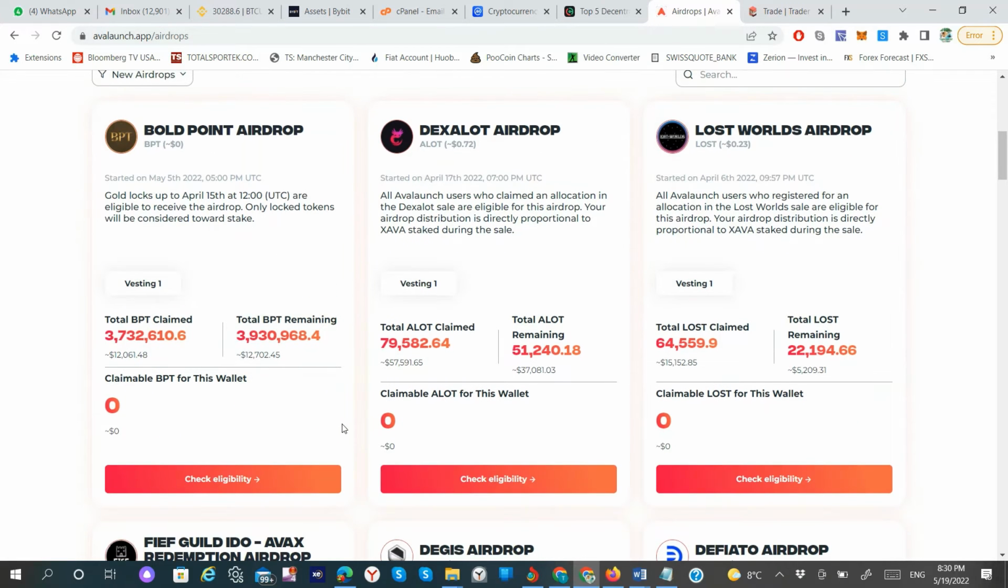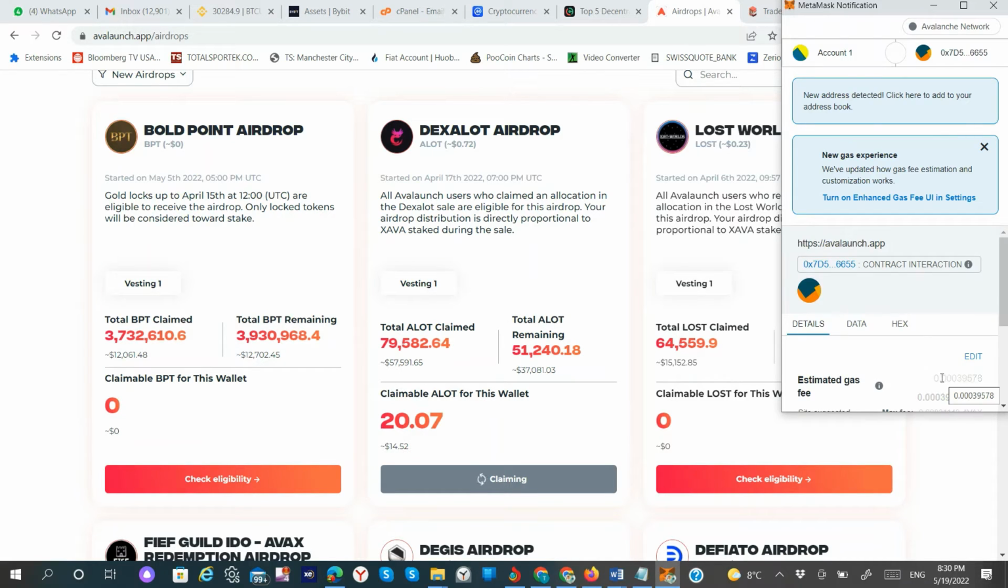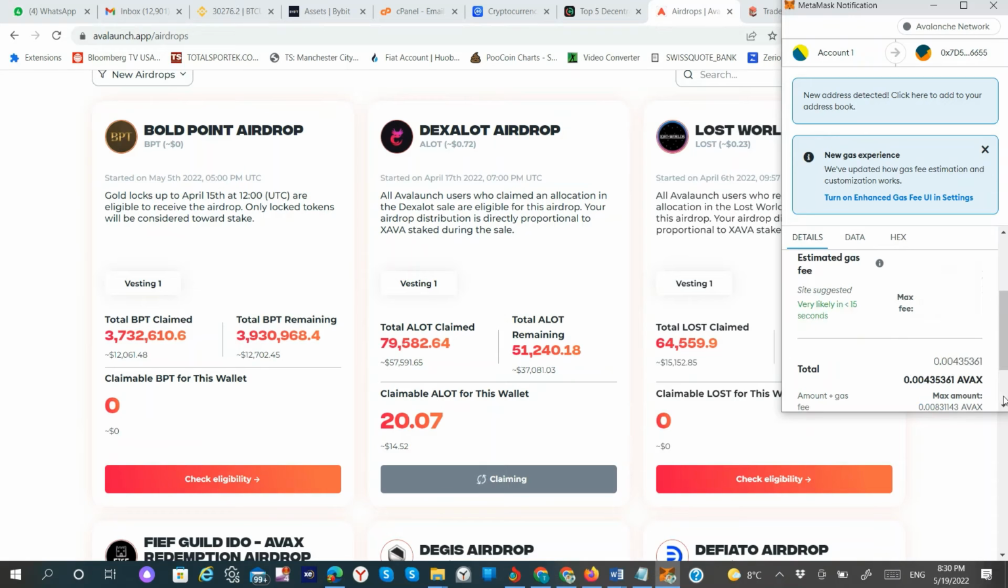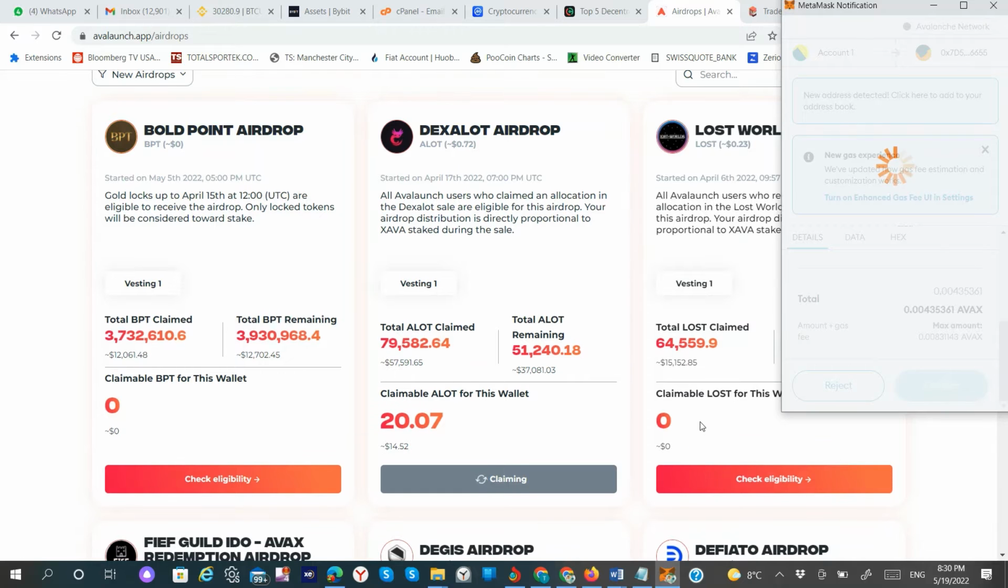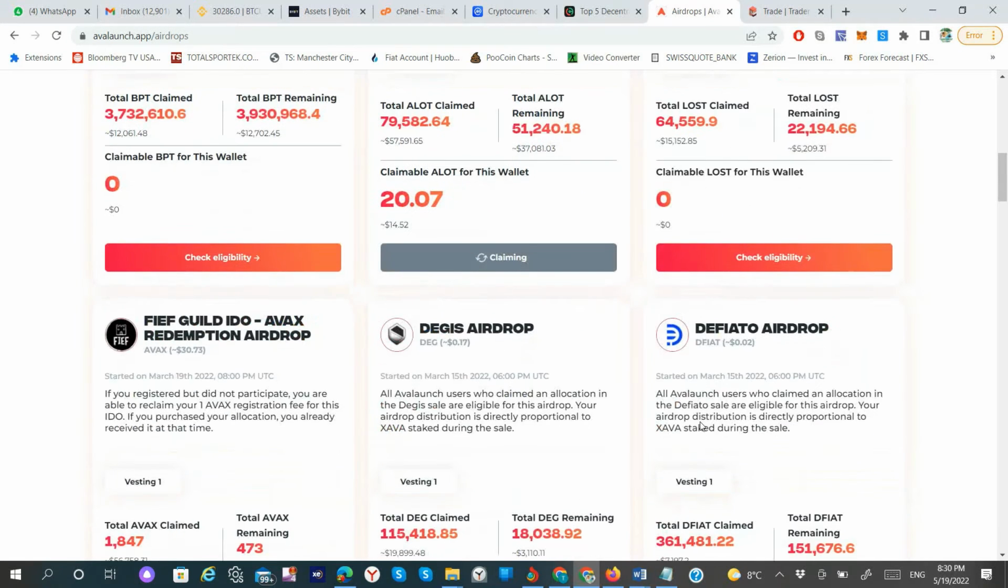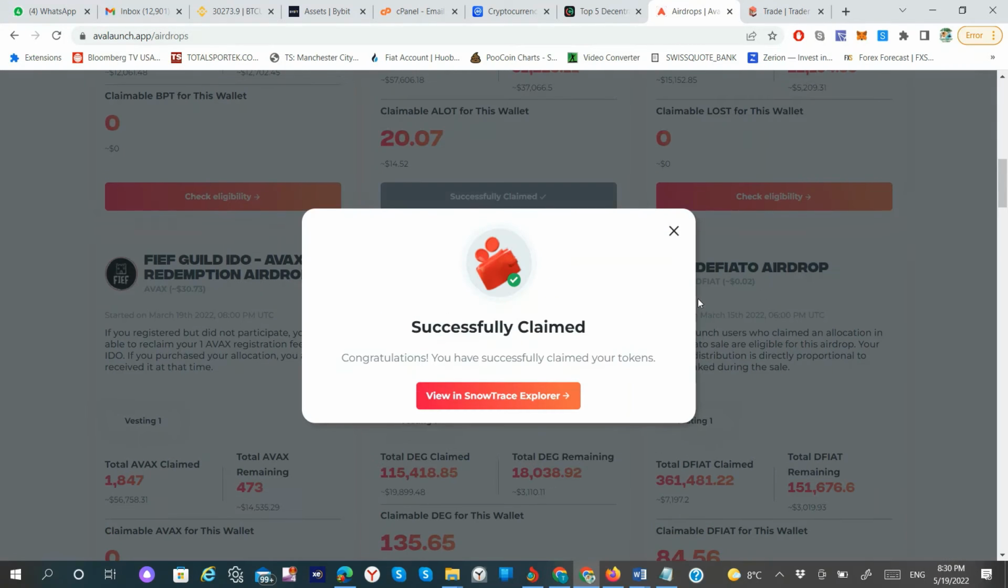This one is both pointed, and let me check this. I think I should have something here. So I have 20 here. Claim. I can claim this. And Dexalot is also an exchange platform created by Avalaunch. Confirm. And I think I should have something in these places. And I collected these ones. 135, yeah, successfully collected. I think successfully claimed.